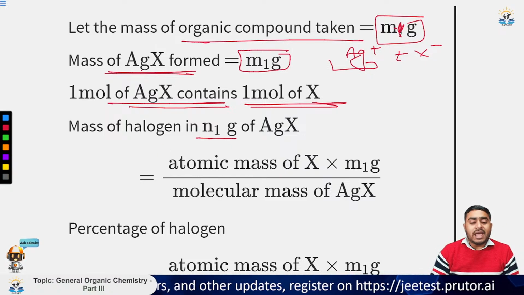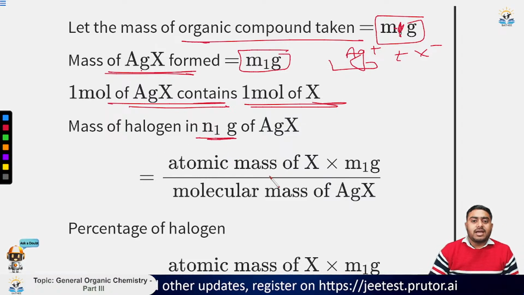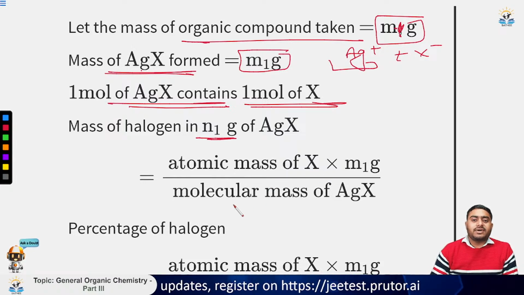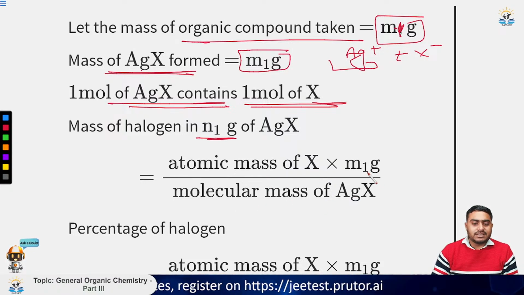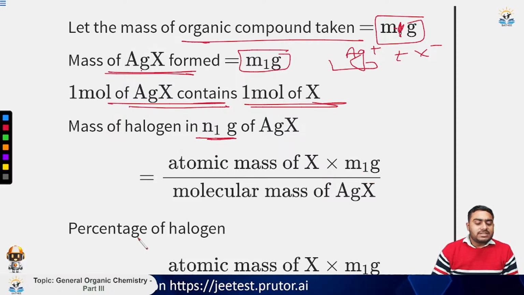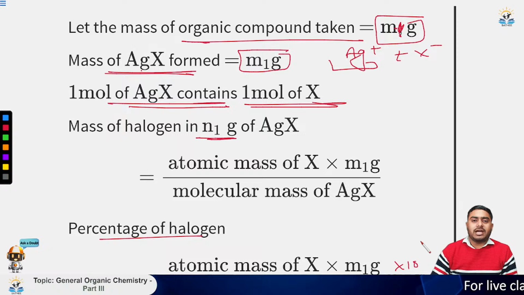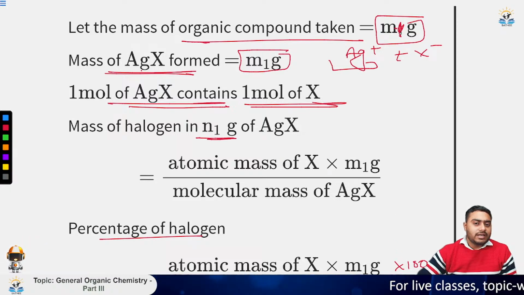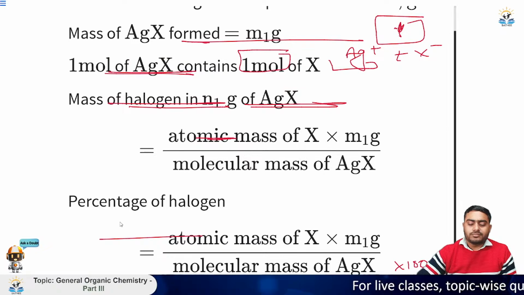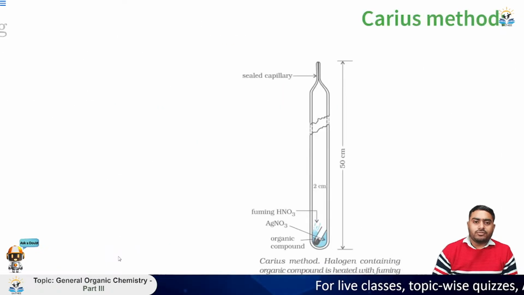Mass of halogen in m1 gram of AgX is atomic mass of X divided by molecular mass of AgX into m1 gram, right? Percentage of halogen is atomic mass of X into m1 gram divided by molecular mass of AgX, multiplied by 100. You can calculate with the help of this. I hope you are getting a clear idea about this formula. So this is the percentage of halogen.